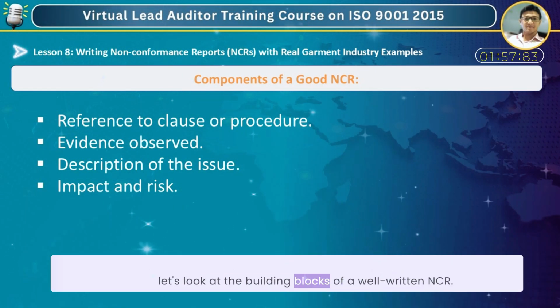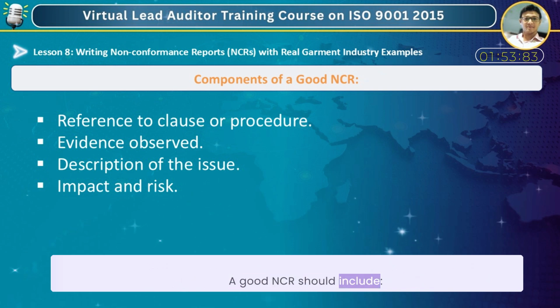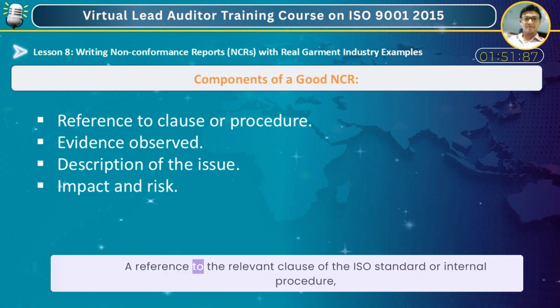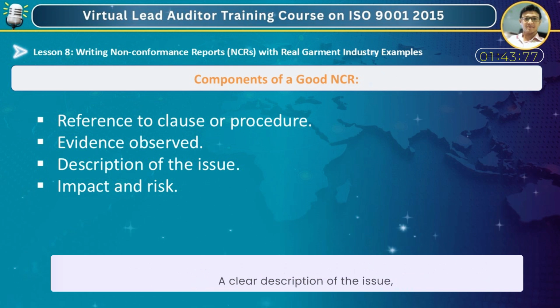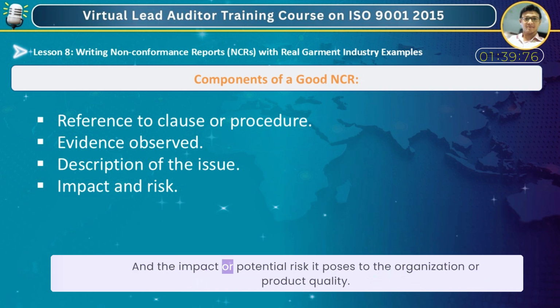Let's look at the building blocks of a well-written NCR. A good NCR should include a reference to the relevant clause of the ISO standard or internal procedure, the evidence you observed during the audit, a clear description of the issue, and the impact or potential risk it poses to the organization or product quality.